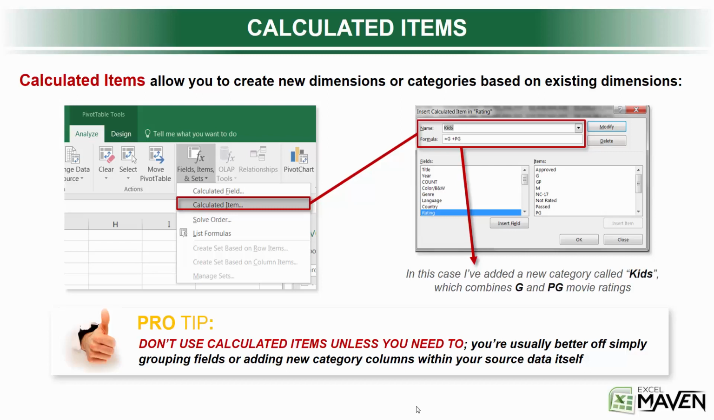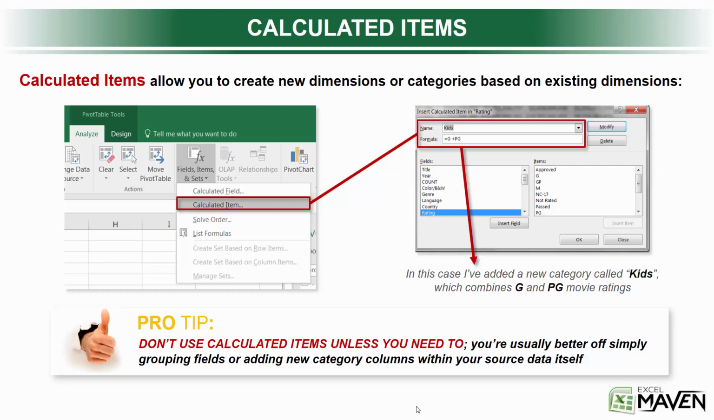So in the pivot table analyze options, you may have noticed that in addition to calculated fields, there's also an option for calculated items. Now the difference between the two is that calculated fields are built on numerical variables, while calculated items are built on non-numerical dimensions or categories.